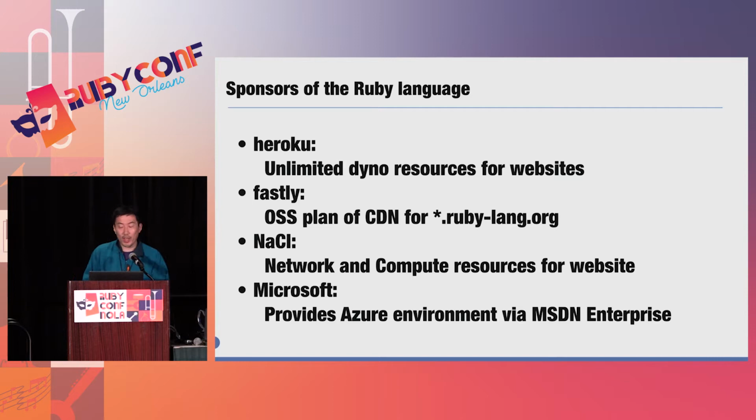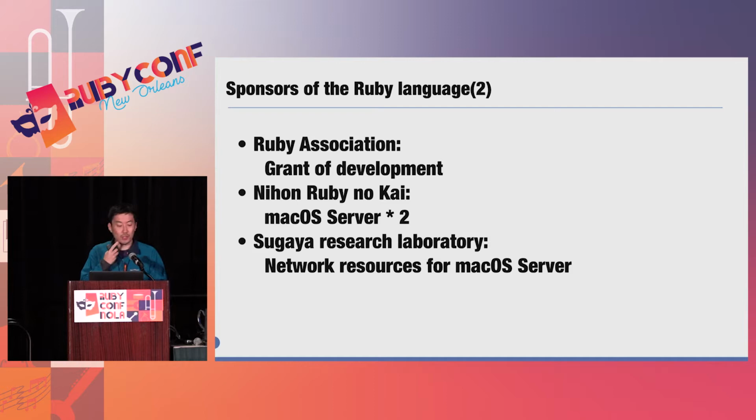We also have these sponsors: Ruby Association in Japan, Nihon Ruby no Kai, and the Sugai Research Laboratory at Ibaraki University. Ruby Association provides grant money for our AWS infrastructure. Nihon Ruby no Kai and the Sugai Research Laboratory provide macOS server resources, so we can continuously support macOS thanks to these sponsors. Thank you, Ruby Association, Nihon Ruby no Kai, and the Sugai Research Laboratory.